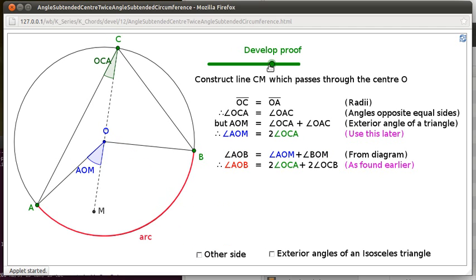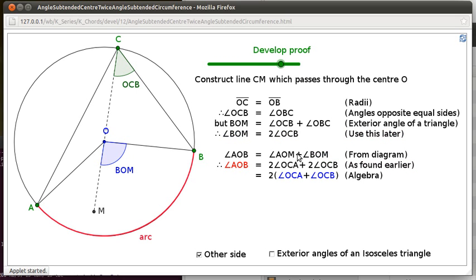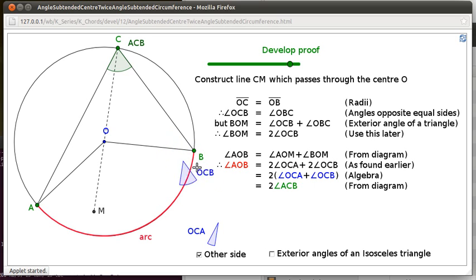The next part of the proof is that instead of writing AOM in here, we can write 2 OCA because we found that earlier. And instead of writing BOM, we can write 2 OCB because we found that out earlier, that that angle and that angle are related. And then we can do some more algebra. And then we can look at the diagram up the top and we can say that OCA and OCB add together and they make the angle ACB.